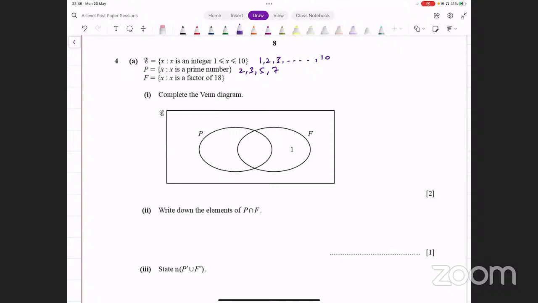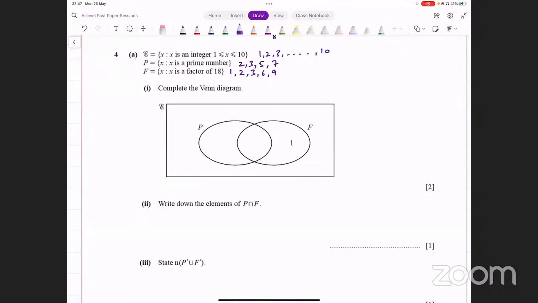Factors of 18, क्या क्या हो सकते हैं? Remember, 1 is also a factor. 1 is a factor of every integer. So 1 भी आपका factor. Then you've got 2, 3, 4 is not a factor. 5, 6 is a factor. 7, 8, 9 is a factor. So you've got these 5 factors there. Okay, आपके पास numbers आ गए.